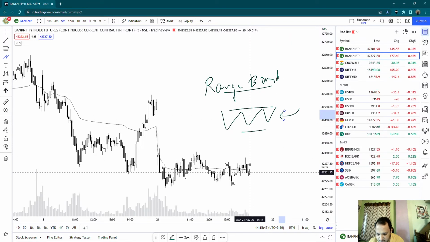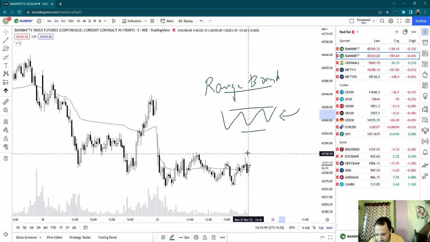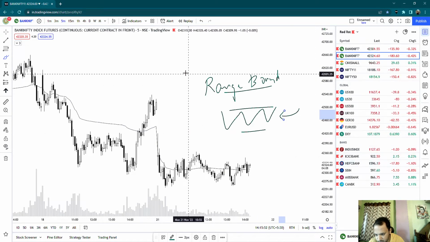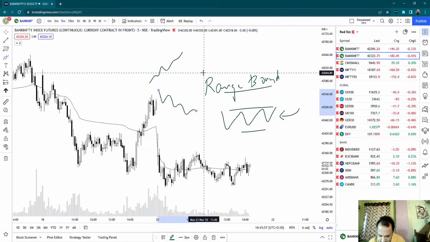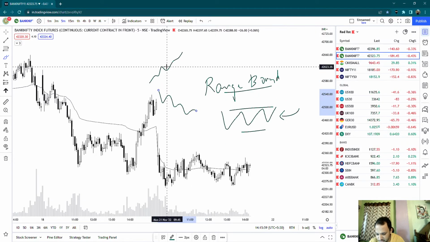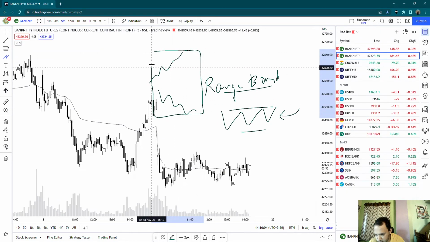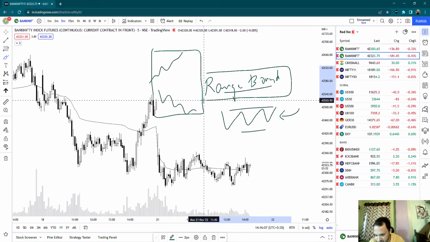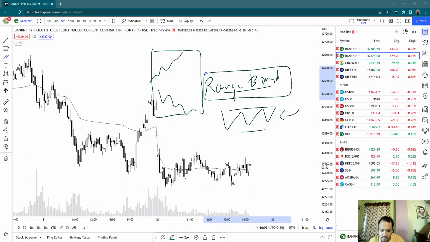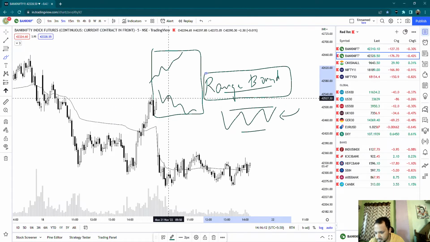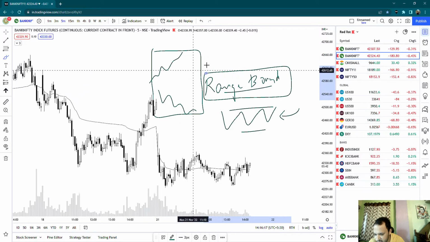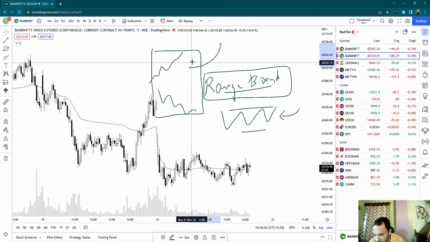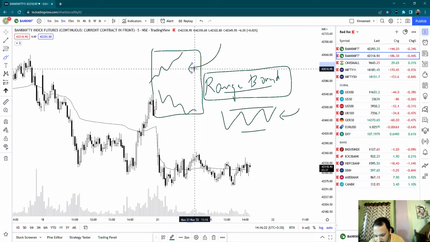Now, the second way in which a range bound day might take place is when some of these stocks are going up and some of these stocks are going down. So this is the second way in which a range bound day might take place, and the most common is this one. If you want to avoid a range bound day in Bank Nifty, obviously if you're okay with trading these sort of days, then that's fine, but if you want to avoid it, you have to see which stocks are behaving which way.